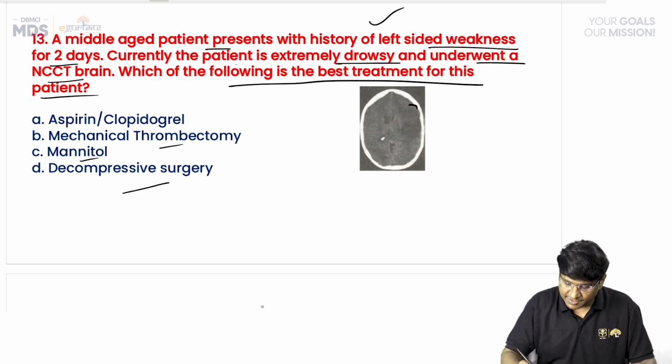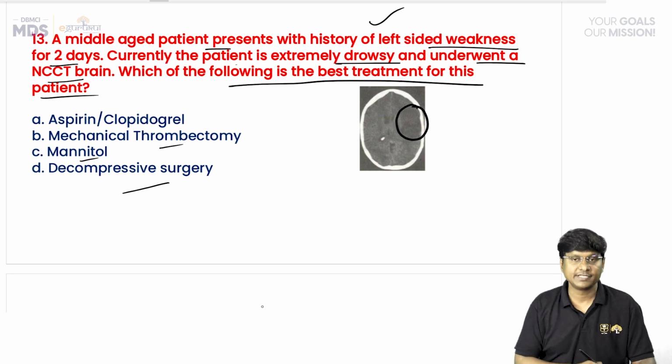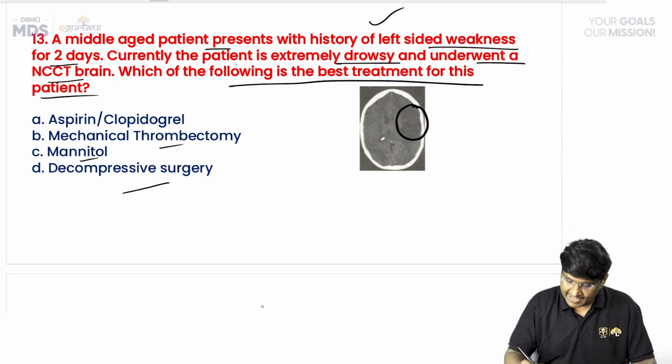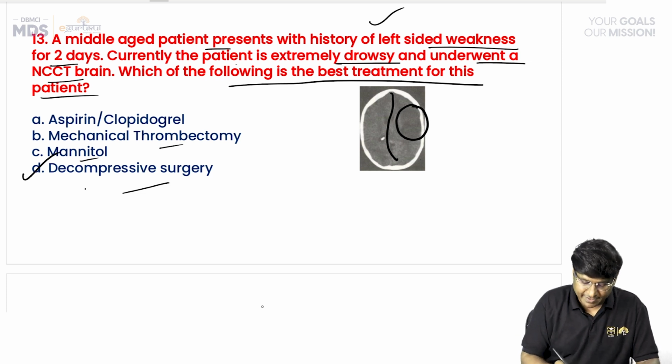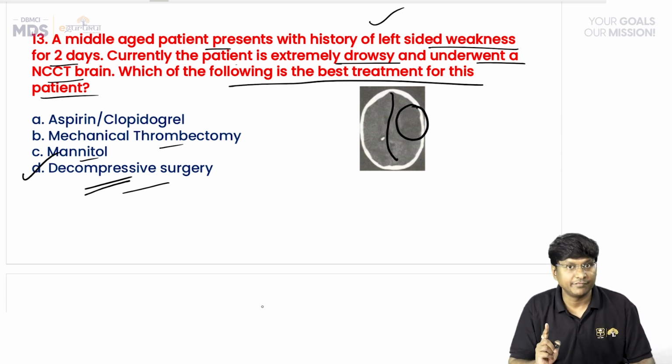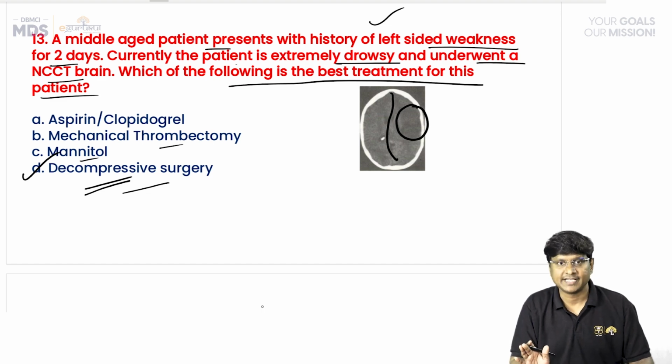Now, you see, this patient has a hypodense lesion, which is suggestive of infarct. Along with that, there is also a midline shift. So these patients will definitely require decompressive surgery. One of the very important indications for decompression is midline shift, and this hypodensity is mainly due to MCA territory infarct. So these patients definitely require decompressive craniotomy.